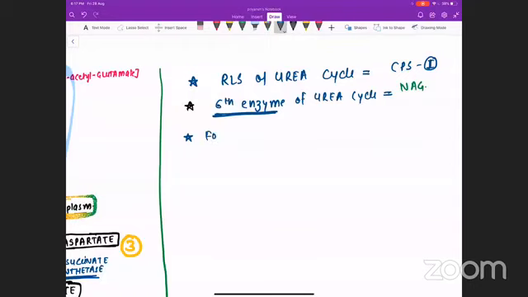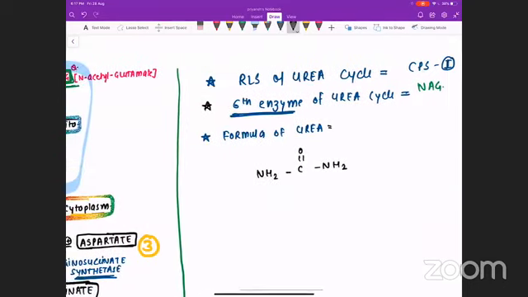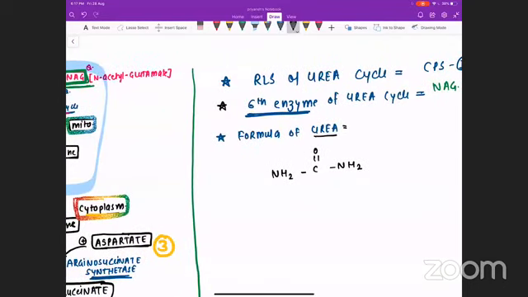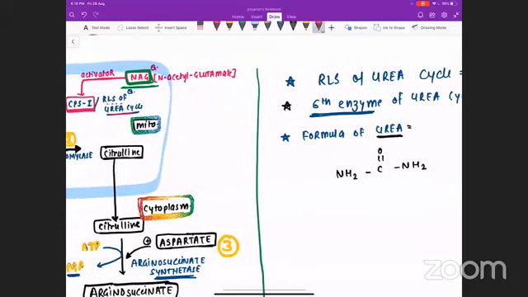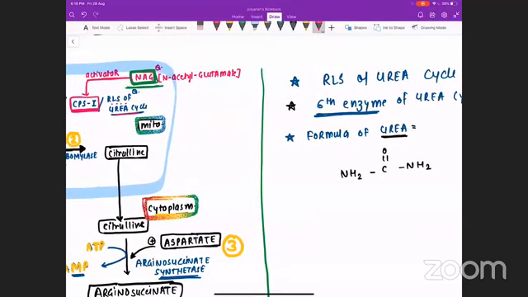Next is the formula of urea. They can ask, what is the formula of urea? The formula of urea is NH2CO NH2. This is the formula of urea. This is the product that we were working toward for the last 1 hour. The formula of urea is NH2CO NH2.